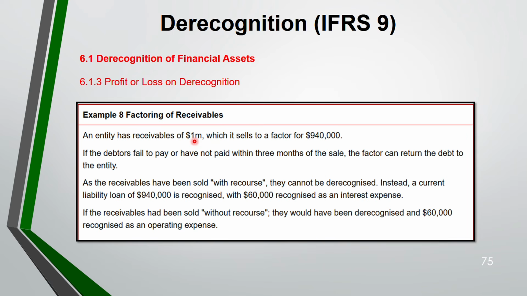So if you check the difference between your receivable of 1 million and 940,000, the 60,000 you will recognize as an interest expense, because this is your receivable and you are selling it for 940. So this is your interest expense. If the receivable has been sold without recourse, then you can derecognize, and this 60,000 will be your operating expense, not interest expense.